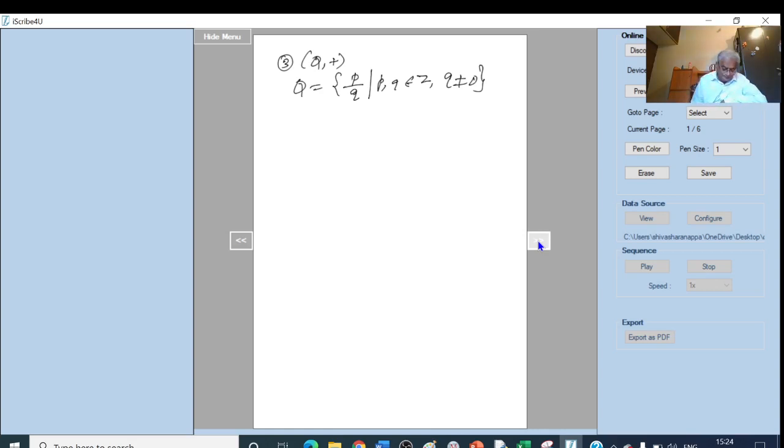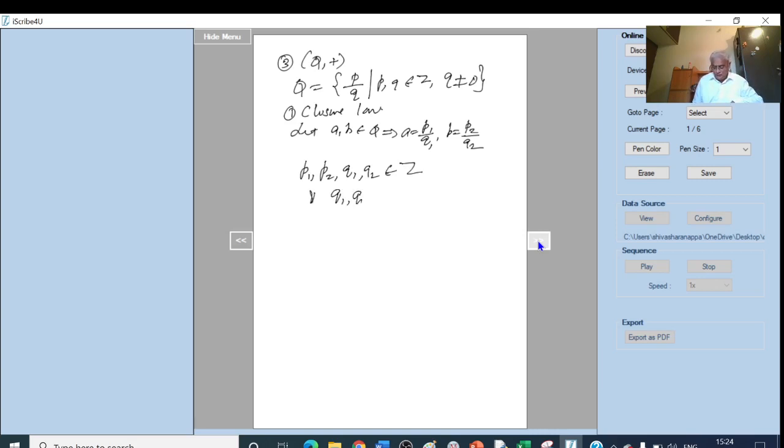So first one, closure law. So let A comma B belong to Q. Then if A is a rational number, then A is of this form P1 by Q1 and B is also of the form say P2 by Q2 where P1, P2, Q1, Q2 belong to Z. They are integers and the denominators, that is Q1, Q2, are not equal to 0. Right? These are the two elements.